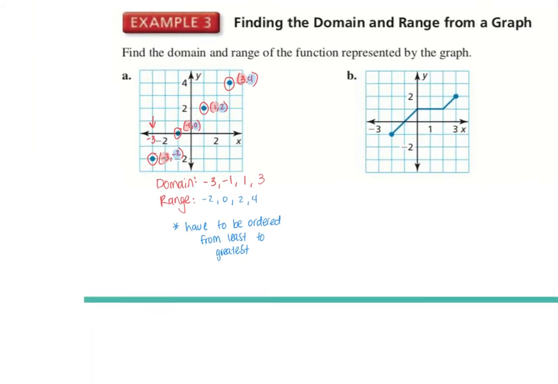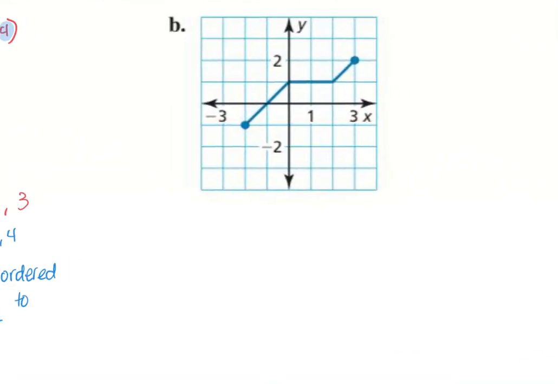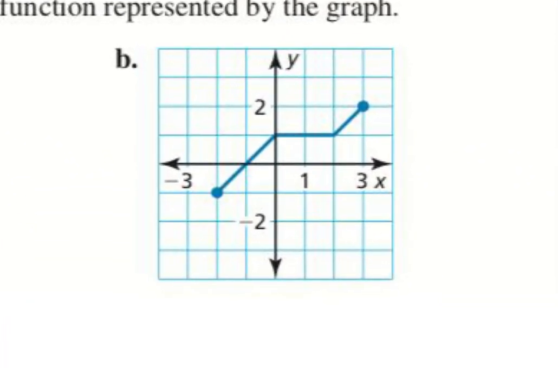Okay, the next example, which is B. In B, all you have to do is figure out what the smallest values that x could be are, and what the biggest values that x could be are. Well, the smallest value that x could be is right here at -3. The biggest value that x could be is right here at +3.